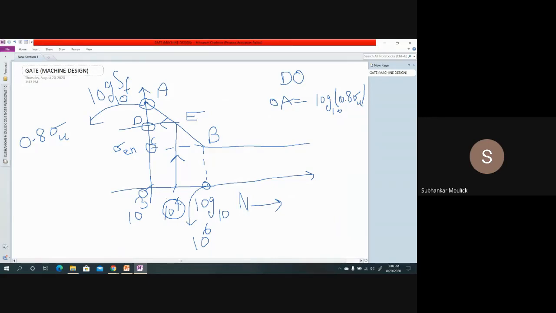Similarly, I can find out this OC. OC is log base 10 of sigma en, because this particular point is the endurance limit point. This will be the value of OC. Is it clear?